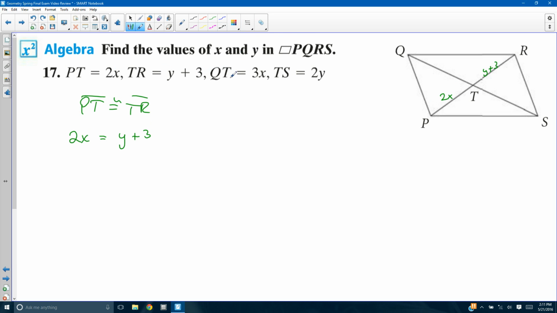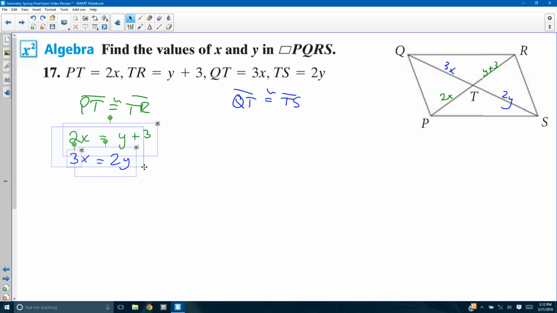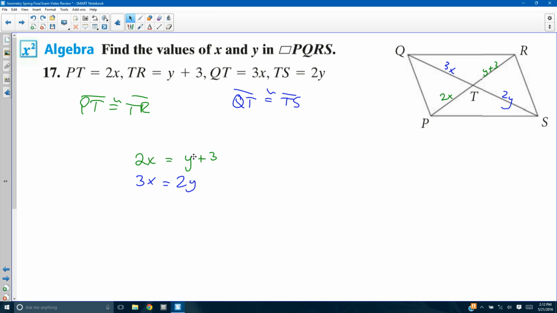Furthermore, we have QT, and that's congruent to TS. So now that we have expressions written for these two here, 3x and 2y, we know that these two are also equal to each other because PR bisected QS at T. So 3x equals 2y. So what I'm going to do here is actually write this as a system of equations. Let's get these together here. There we go. System of equations here, and we've got to solve for x and y.